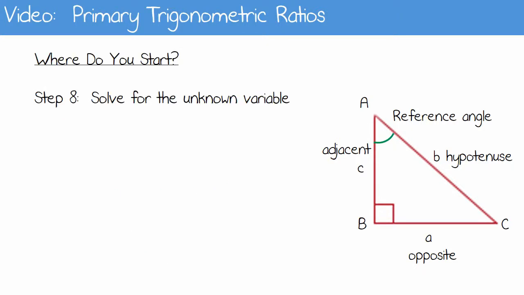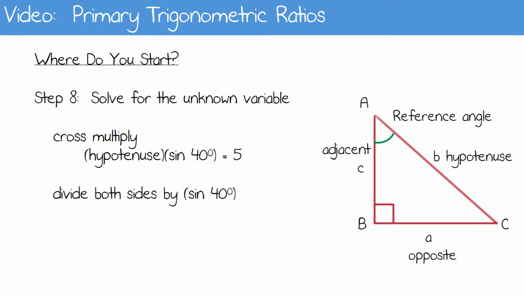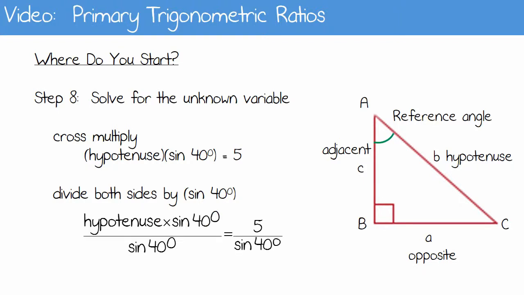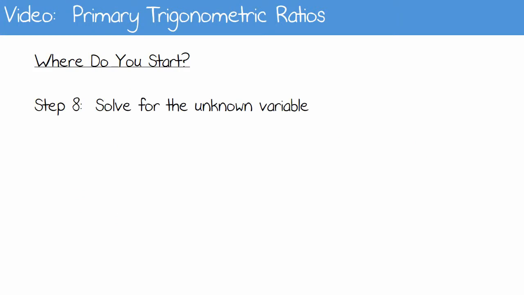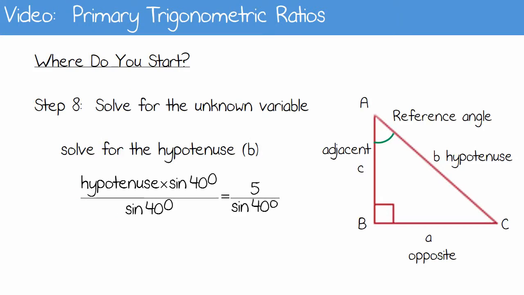And now, step 8, solve for the unknown variable by cross multiplying, and you would get the hypotenuse times sine of 40 is equal to 5. Divide both sides by sine 40 degrees. The hypotenuse times sine 40 degrees divided by sine 40 degrees is 5 divided by sine 40. Solve for the unknown variable.